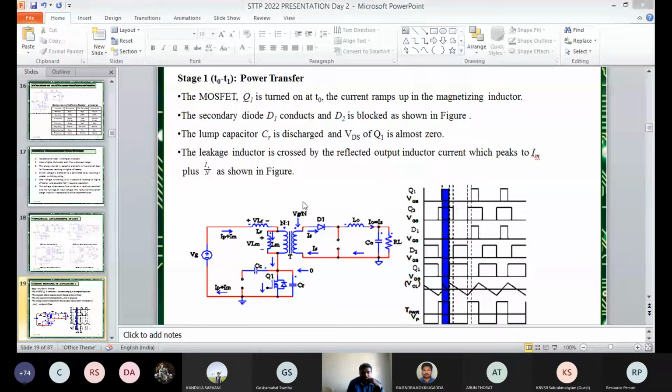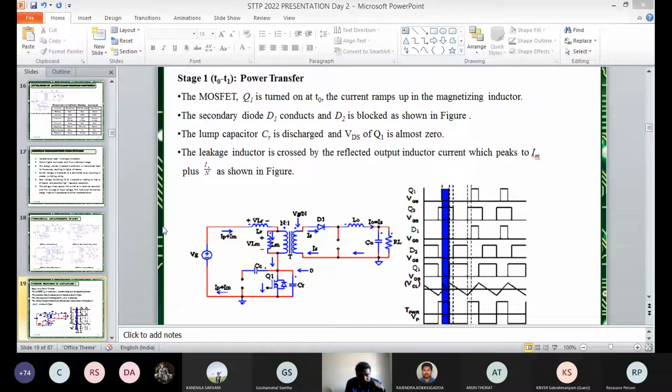Here in this presentation we are using a simple active clamp forward converter, just to observe how it works. The first case is the power transfer mode. This is the equivalent circuit for the power transfer mode. Here we are using the DC supply, and the current path is like this through the primary winding, and Q1 is turned on.